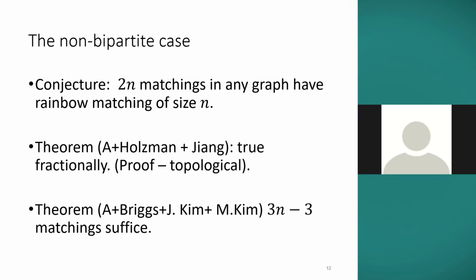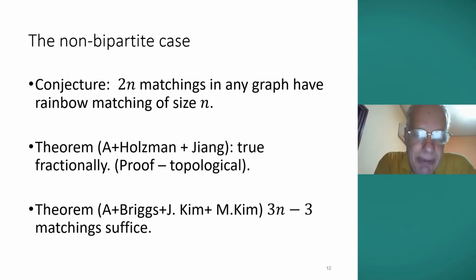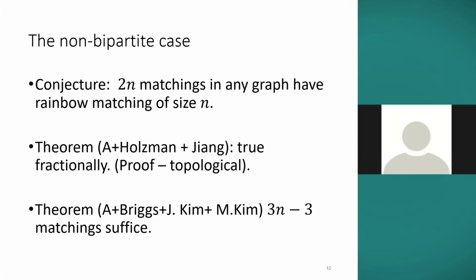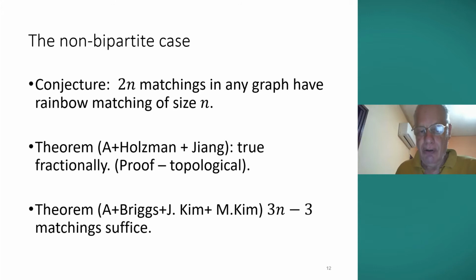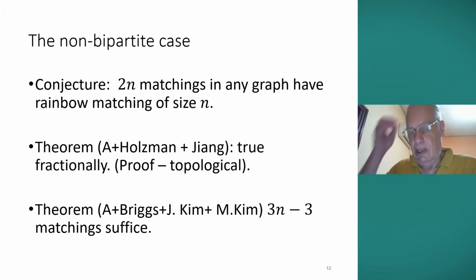What is true fractionally, with some additional conditions? I'll explain it. The theorem says that it's true fractionally, which means the following: you have 2n matchings of size n. You can choose an edge in each, so that you get a graph, and this graph has a large fractional matching number, namely its ν*, as you know if you know this notation, is at least n.